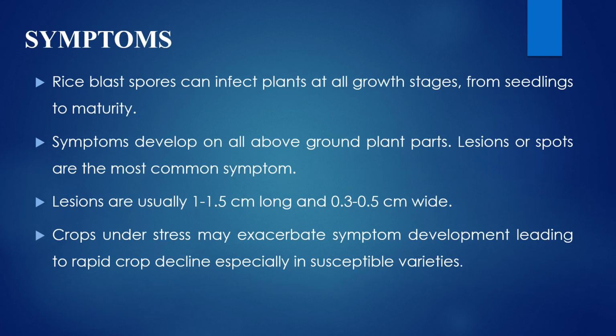Symptoms of the blast fungus on rice crops. Rice blast spores can infect plants at all growth stages from seedling to maturity. Symptoms develop on all above ground plant parts. Lesions or spots are the most common symptom. Lesions are usually 1 to 1.5 centimeters long and 0.3 to 0.5 centimeters wide. Crops under stress may exacerbate symptom development leading to rapid growth decline, especially in susceptible varieties.